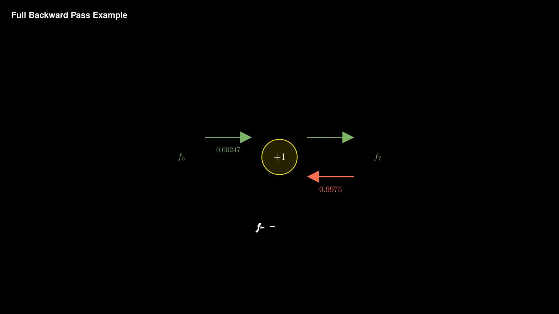The +1 node computes f7 equals f6 plus 1. The upstream gradient is 0.9975. The local gradient for an addition is simply 1. So the downstream gradient is 0.9975 times 1, which is 0.9975. dl by df6 equals 0.9975.